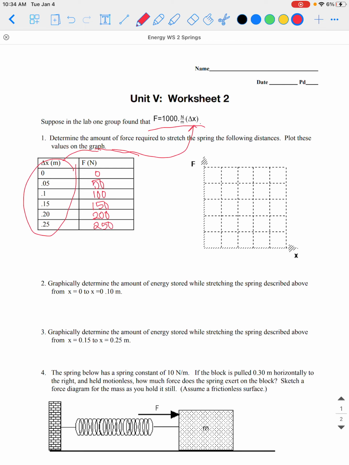The next step is to graph it. Anytime you graph, you always want to look at what your maximum values are for your x and y axis. For the x-axis, I go up to 0.25. If I count this out correctly, I start with 0, and I increase by, sorry, 0.05 each time, and I should get my last line to be 0.25. Same thing with my y-axis. I'm going to plug in my forces, and I'm going to go up by 50 newtons.